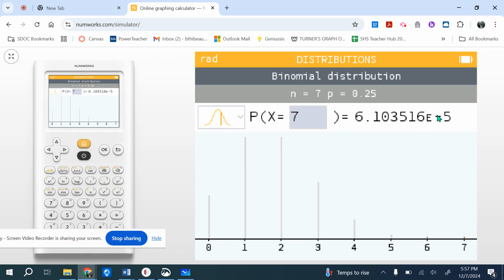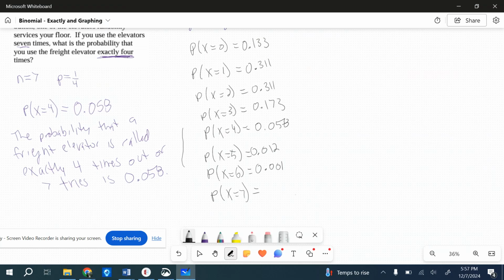All right, so this e to the negative 5 means you need to take this decimal and move it 5 spots to the left. So really, this is going to be 0.00006. So we need 4 zeros in front. So to get my 4 zeros in front, I'm going to have 0.00006.